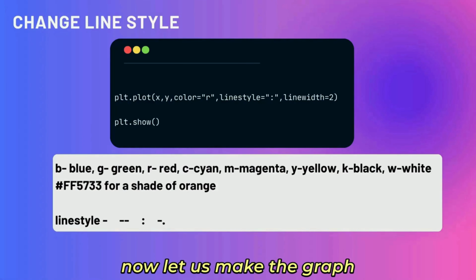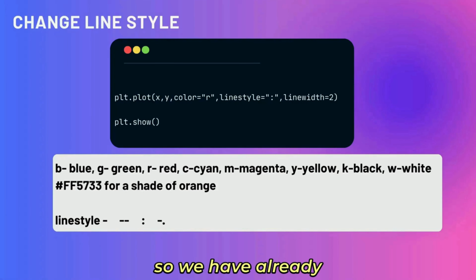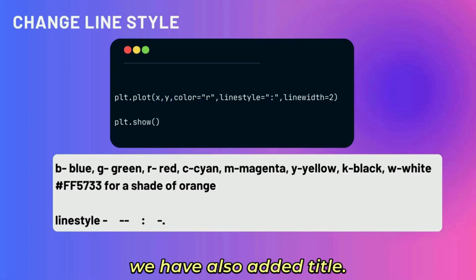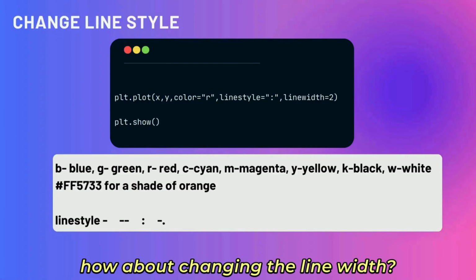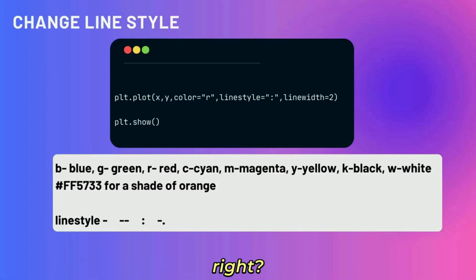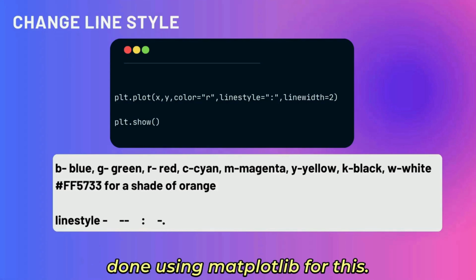Now let us make the graph more interesting. So we have already created a graph, we have also added a title, we have also added labels. How about changing the colors? How about changing the line style? How about changing the line width, right? So all these things can also be done using Matplotlib.